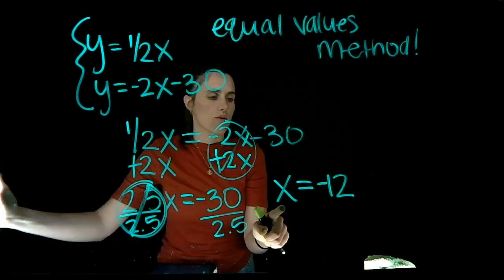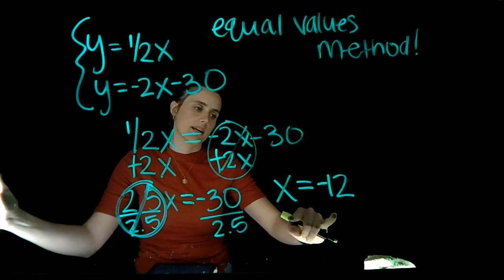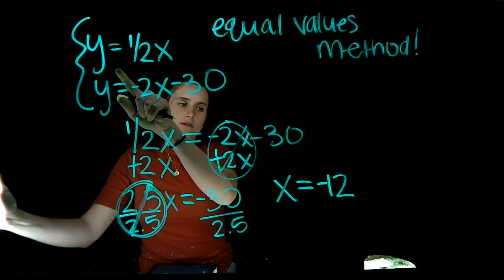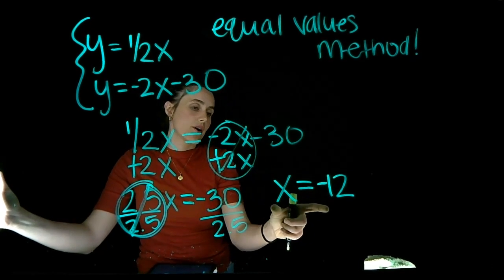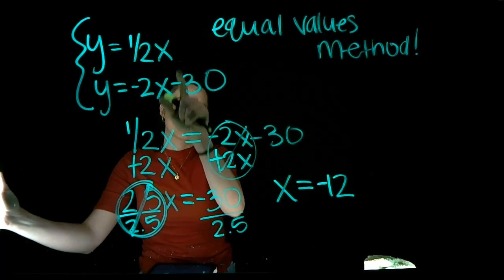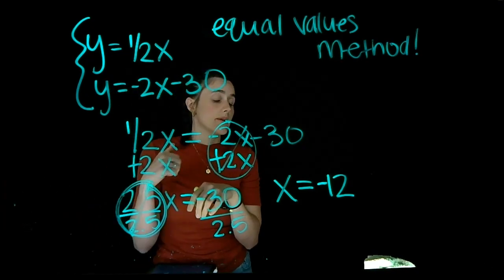But now I want to figure out what the y value is when these two lines intersect. I know that x is equal to negative 12. How can I figure out what y is equal to? Well, I can just take this x value and plug it into either of these equations, because I know that this negative 12 is going to make both of these equations true. It doesn't matter which equation I plug it into. So I'm going to pick the first one because it has fewer numbers.